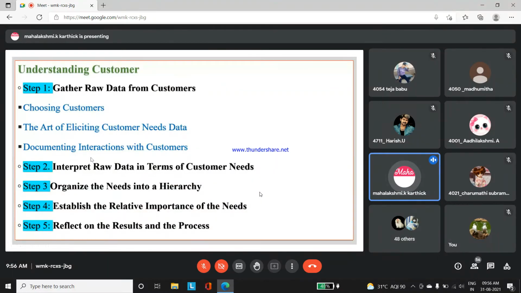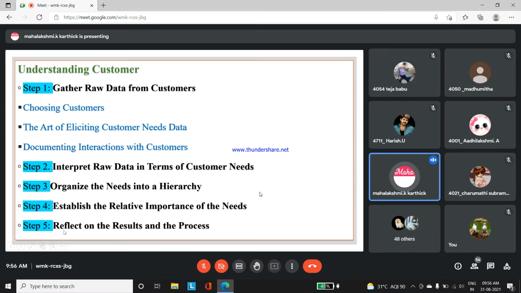Understand the concept of customer now. So how are we going to understand customers? For your product which you are going to develop, who are the customers? Who are the customers in need of your product? You have to understand that customer need. Okay, that is the topic regarding understanding customer.